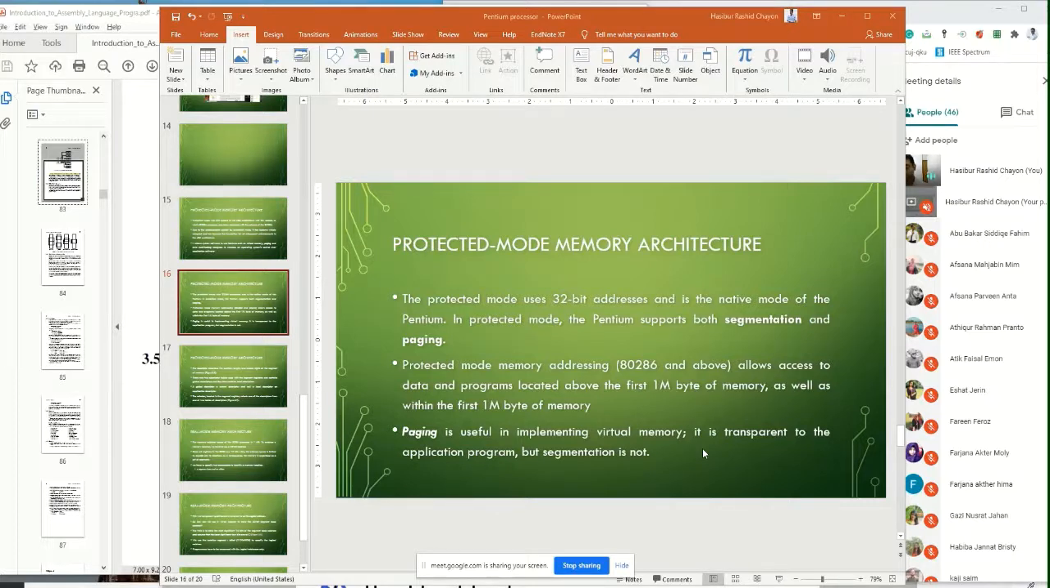the previous one, the real mode memory architecture, is actually a very old technology. That means one logical address generally has one physical address. Sometimes it is really not efficient because we have so many applications, and we cannot serve all these applications at the same time.